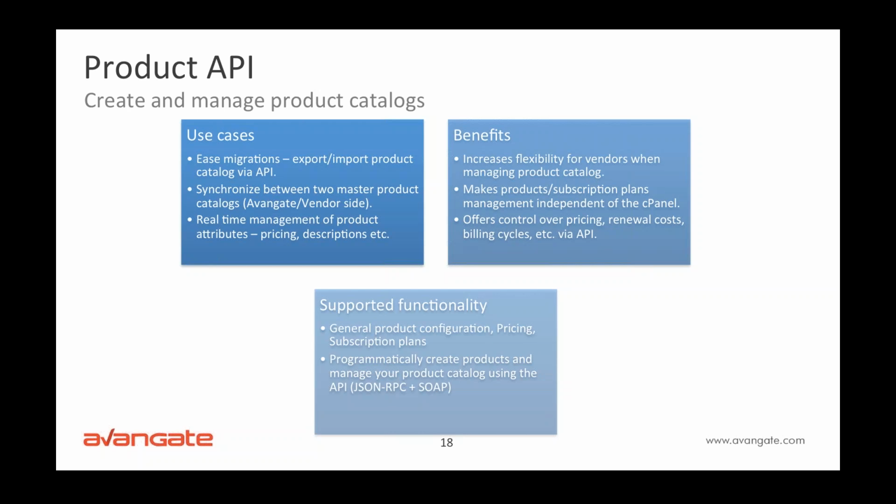But it's really more about going beyond that. It's helping you manage subscription plans, for example, right? Renewal pricing, subscription recurring billing cycles, and more around subscription. And of course, it's about allowing you to manage pricing, volume pricing, special pricing configurations, specific pricing options, all of this right through the API, just using the Avangate API, right? We support JSON RPC and SOAP for the time being.